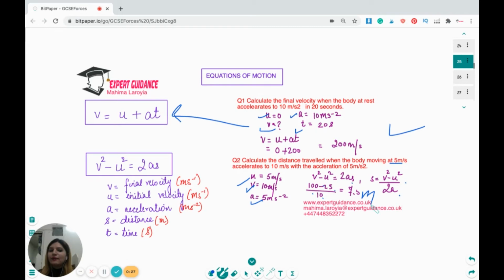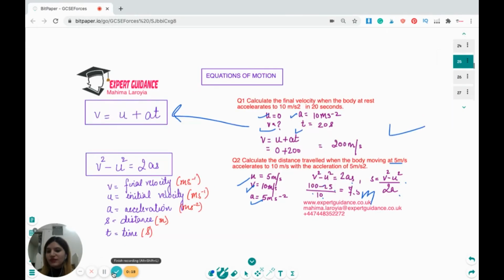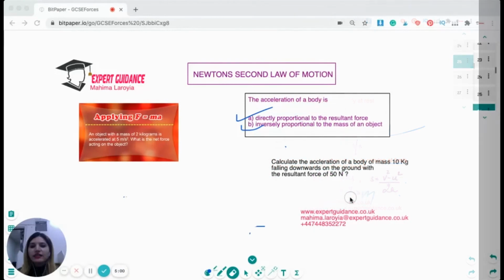So in the exam, they can give you different values and ask you to work out the unknown. So make sure you remember both of these equations of motion. This is very, very important. So now let us come to Newton's second law of motion.